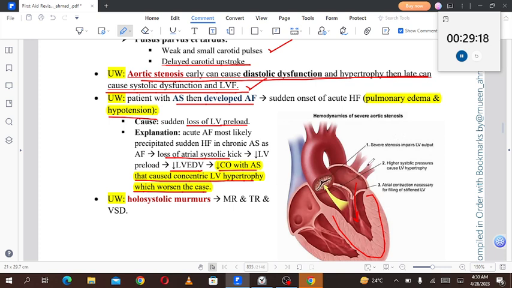On top of that, there will be pulmonary edema because the blood flow from the lungs to the atria cannot be pumped into the ventricle properly, so that will start pooling in the lungs, and that will cause pulmonary edema. So, sudden loss of the left ventricular preload.